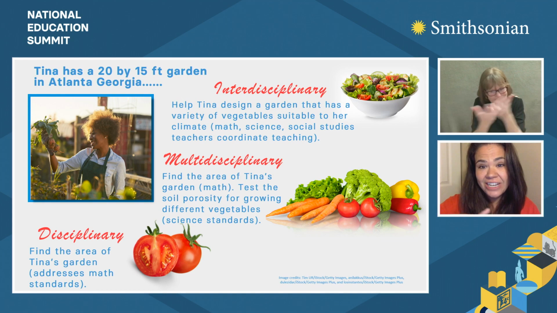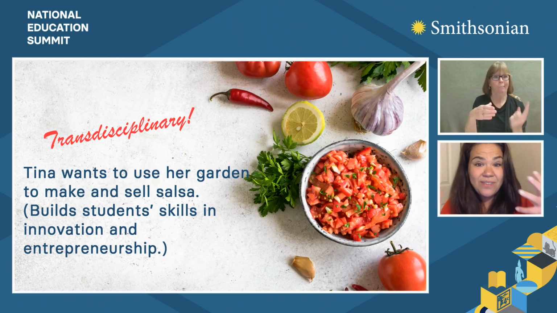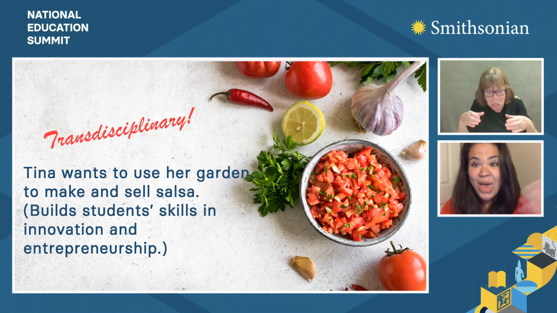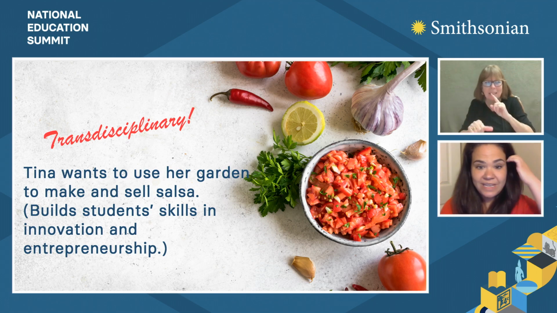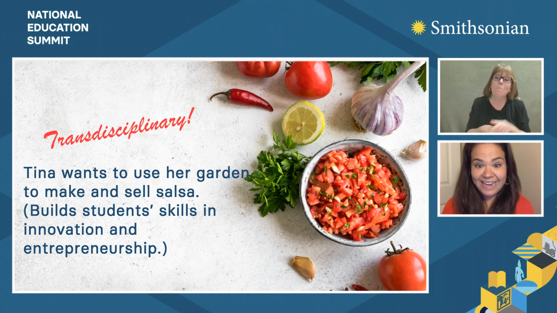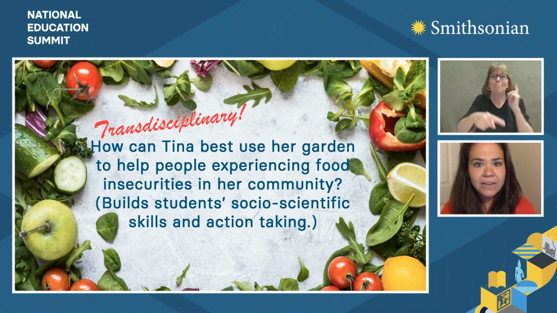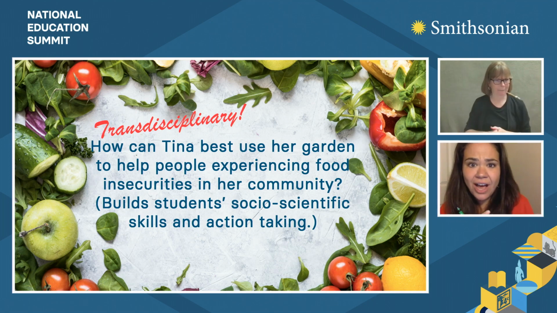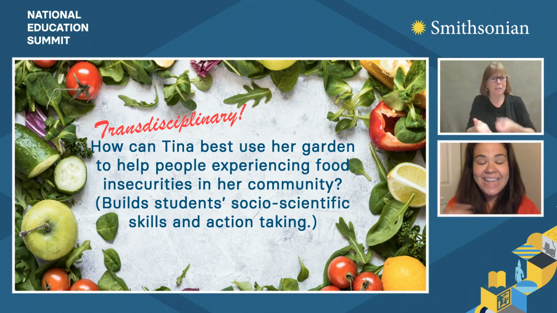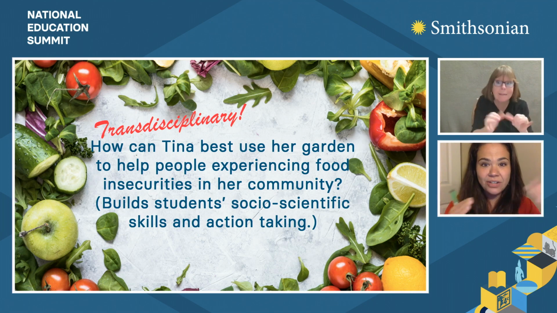True transdisciplinary learning is going to blend it all together so that the kids don't even know which subject they're doing as they're solving a problem. So a step closer would be just going in and saying, Tina wants to use her garden to make and sell salsa. Suddenly kids have all kinds of questions. Well, what kind of salsa? What's the recipe? What can we grow in Atlanta, Georgia? Can it be mango salsa, or does the climate not do that? And then you've got innovation and entrepreneurship skills going into that of how are we going to market the salsa? Where are we going to sell it? How much does it cost? What's the volume of the jars we're going to put it in? There's so many new questions and ways that they're going to attack this.